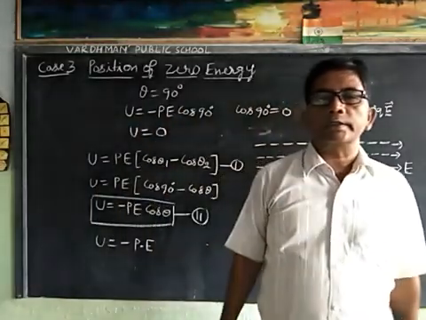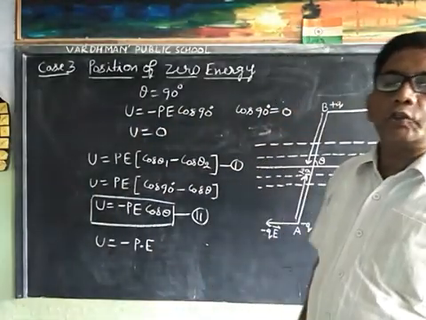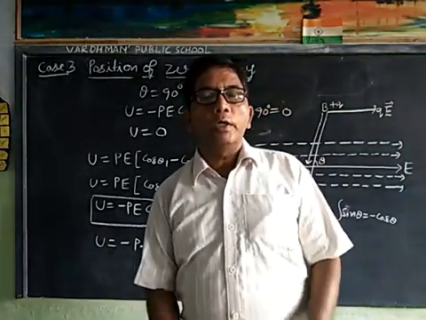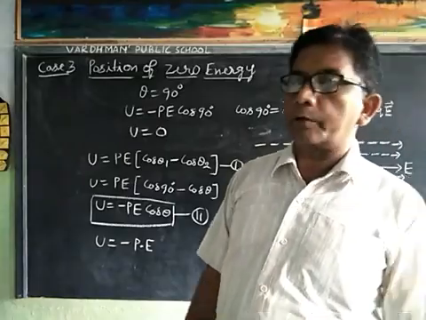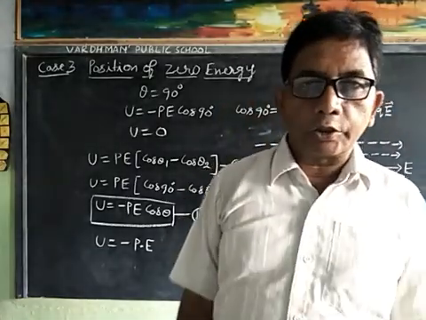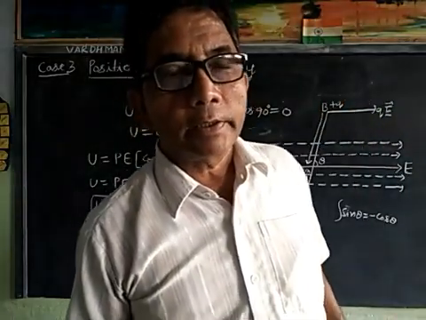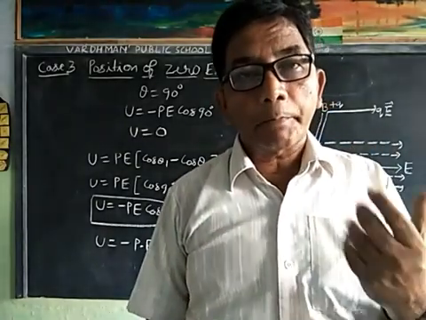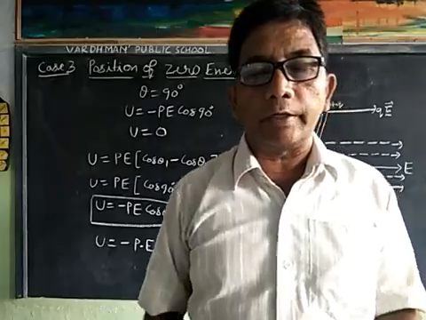Thus potential energy of a dipole is 0 when it is held perpendicular to external electric field. Potential energy of a dipole is 0 when it is held perpendicular to external field.